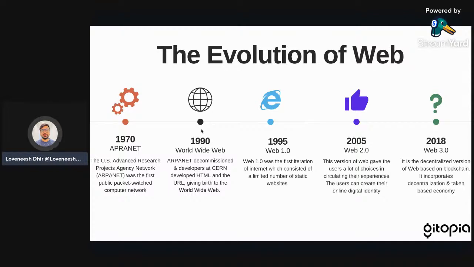This World Wide Web was transformed into Web 1.0 in 1995. So the first publicly available internet was Web 1.0. Web 1.0 was the first iteration of the internet. What was offered in Web 1 was only read-only websites. That's why it is also called the read-only web.